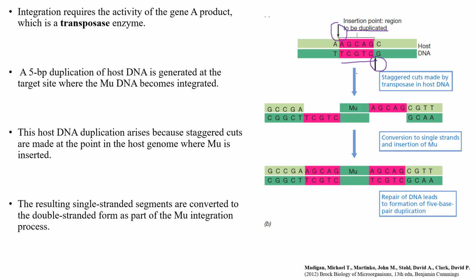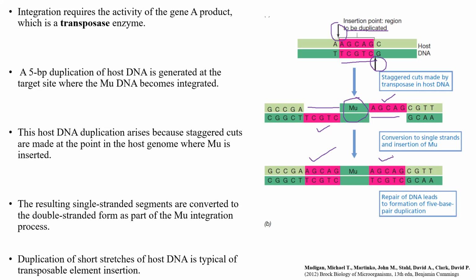After the staggered cuts are made, you can see how Mu is inserted. At this target site where Mu got inserted, one strand is here, another is here, and when these gaps are filled, repair of this DNA leads to the formation of a 5 base pair duplication of the target site. Duplication of short stretches of host DNA is typical of transposable element insertion.